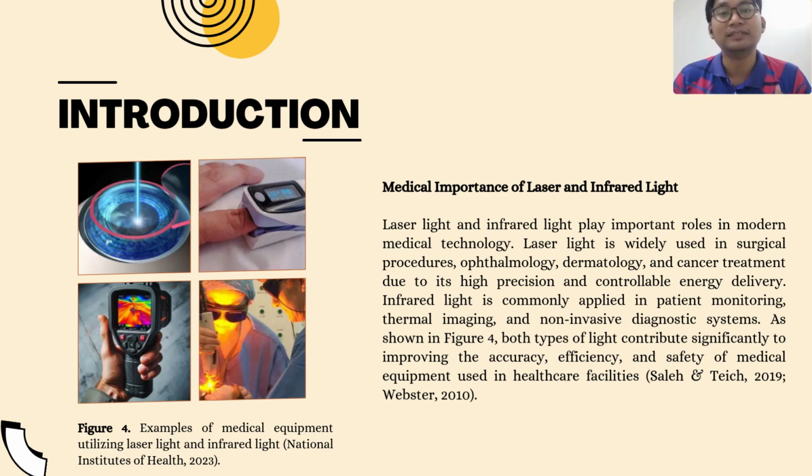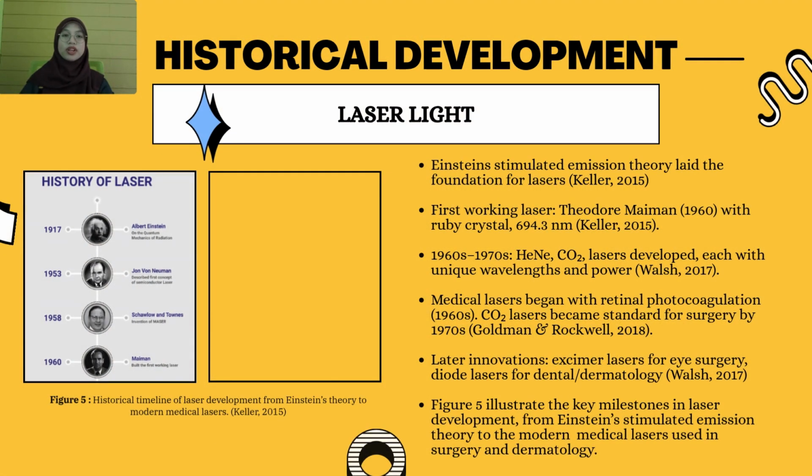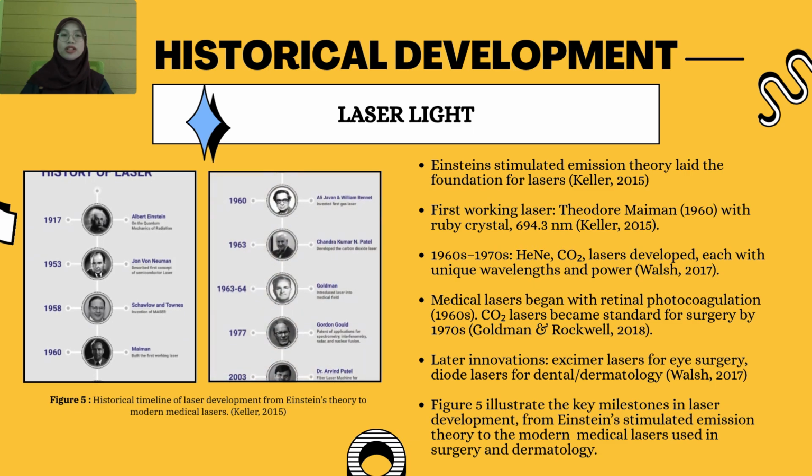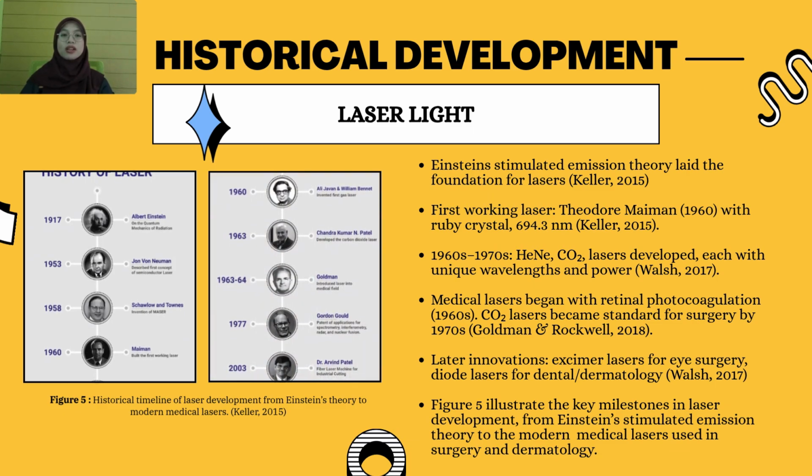Having introduced the basic concepts and medical importance of laser light and infralight, in the next section we discuss the historical development and operating principle. The history of laser light started with Einstein's stimulated emission theory in the 1910s. It wasn't until the 1960s that Theodore Maiman built the first working laser using a ruby crystal at 694.3 nanometers. In the 60s and 70s, various lasers like helium neon and carbon dioxide were developed. Medical application began with retinal photocoagulation in the 60s, and by the 70s, the carbon dioxide laser became the standard for surgery. Figure 5 illustrates the key milestones from Einstein's theory to modern medical lasers used in surgery and dermatology.